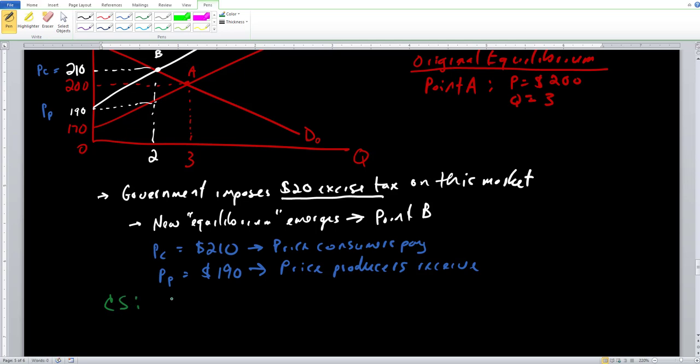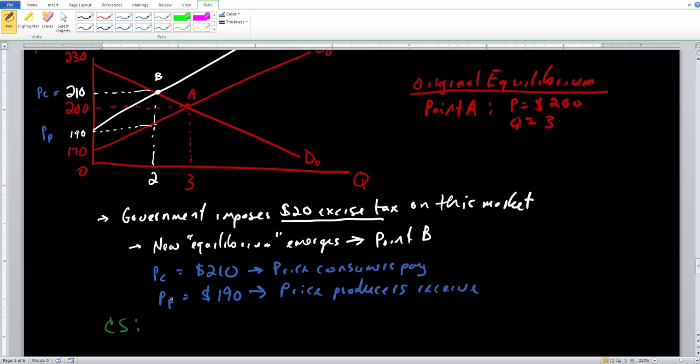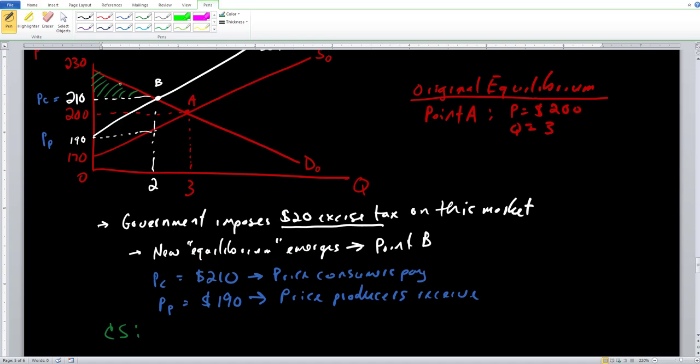Remember, consumer surplus is the area above the price, but below or constrained by the demand curve. The only area that fits with that is going to be this triangle that we have on top right here. So above the price of what consumers pay, which is $210, and below our demand curve. Everywhere in the green is going to be our consumer surplus. Once again, it is a triangle, and we know how to find the area of a triangle. It's 1/2 base times the height.